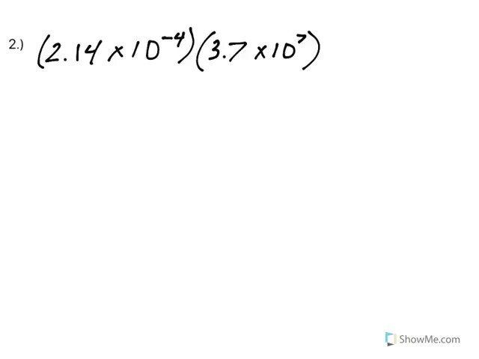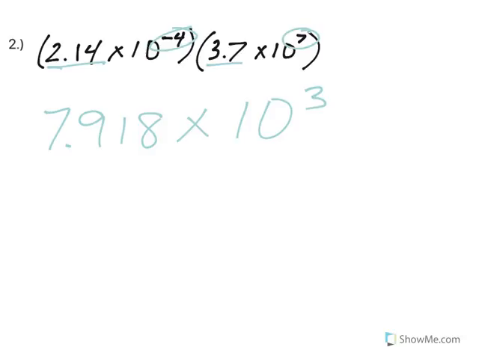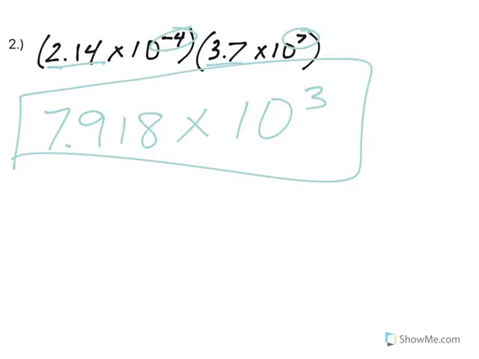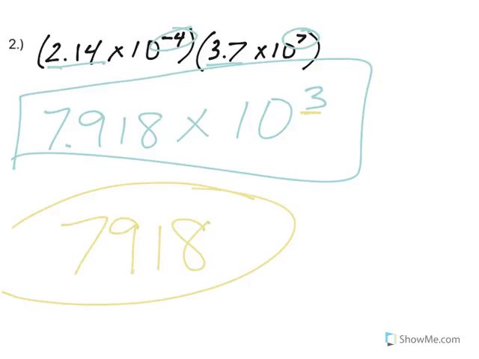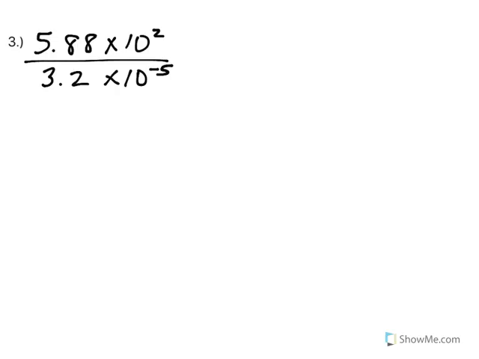Now let's go ahead and multiply. So when I multiply in these two, I multiply my beginning numbers, and I get 7.918. That's between 1 and 10, so life is good. And I'm going to add negative 4 plus 7 is 3. So here is scientific notation. To go standard, I have a positive number. I'm going to go 3 places to the right. 1, 2, 3. And 7,918 is my answer.